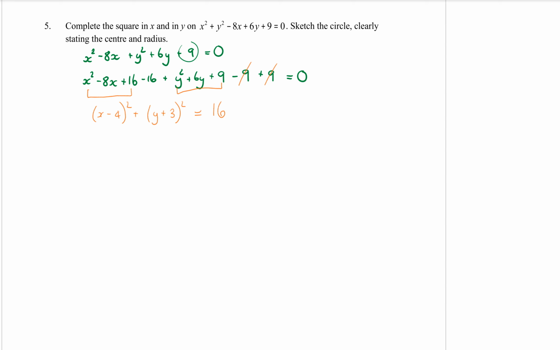So now that I've got everything factorized nicely, I can read off that the center of my circle is at, now using the x bracket, the opposite of minus 4 will give me an x value of positive 4. And from the y bracket, the y value will be the opposite, which is negative 3. The radius comes from the 16. We square root 16 to find the radius is 4. So we can draw that.